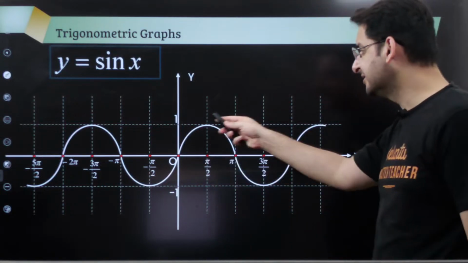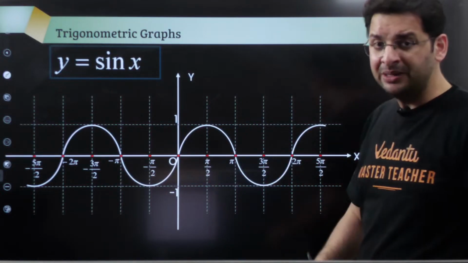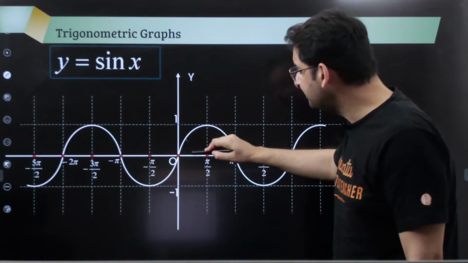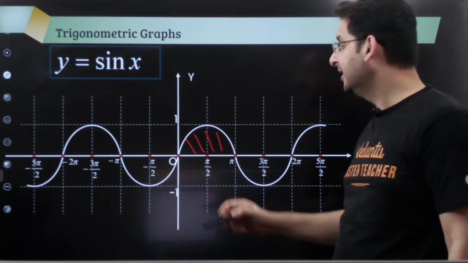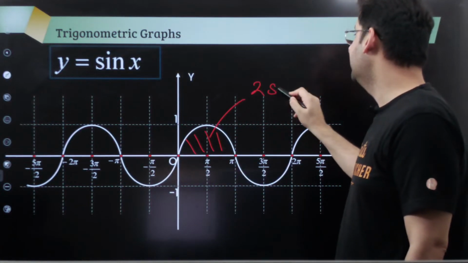So sin x, it is like this. One more important thing is this area. So area of one loop of sin x is 2 square units.